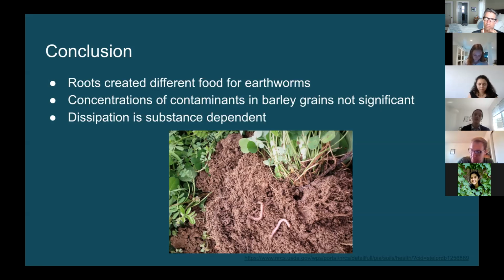And the dissipation is substance dependent. So each organic contaminant, it just depends on the chemistry of the molecule to affect the dissipation. It doesn't depend on the sludge or anything like that.